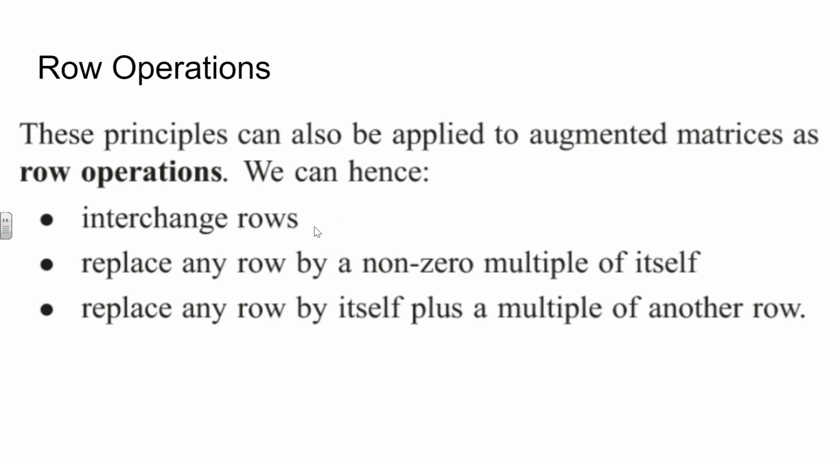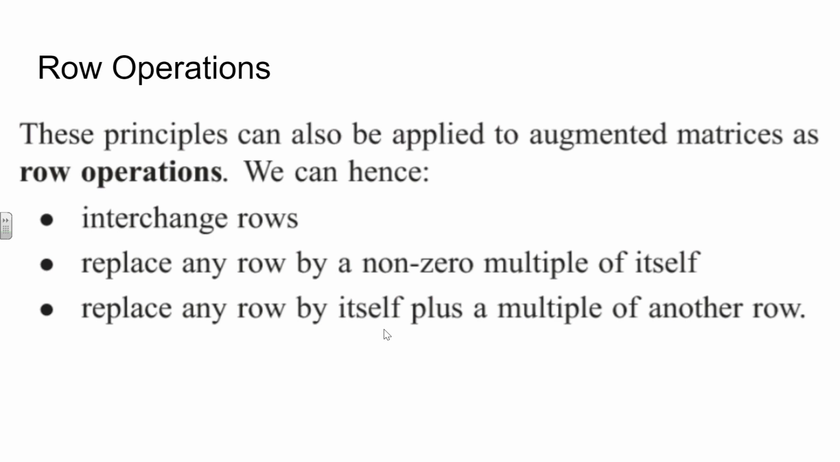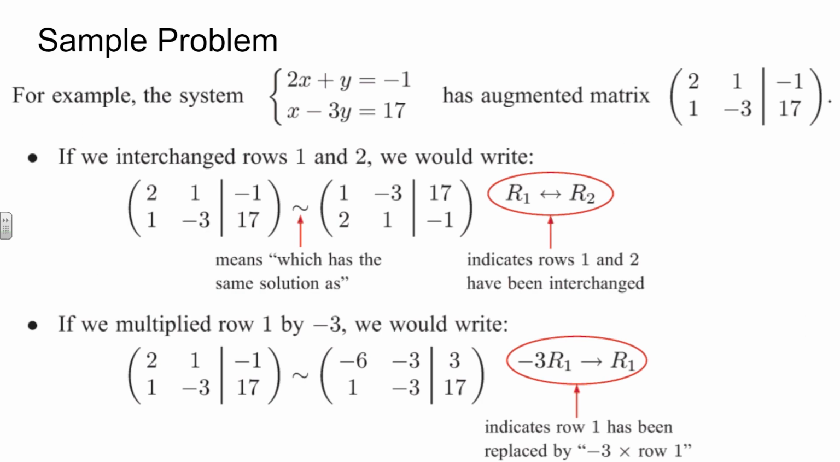So interchanging rows, that's fine. We can switch which one is first, which one is second. We can replace any row by a non-zero multiple of itself, meaning we can multiply a whole row by a scalar. And we can replace any row by itself plus a multiple of another row, which we just saw in the previous example there. So as long as we're only doing one or two or three of these things, then we are fine going ahead and working through these row operations.